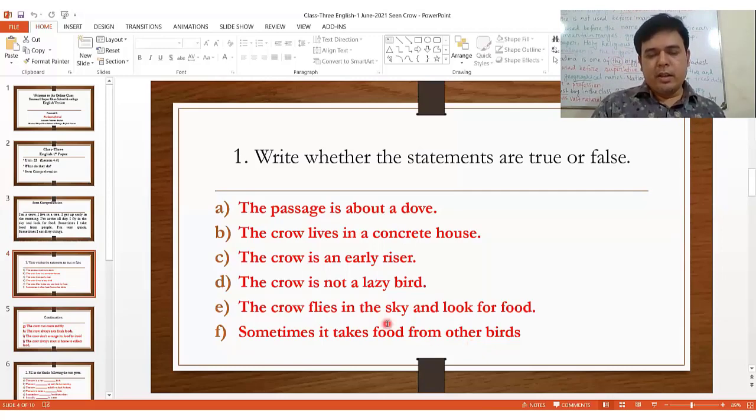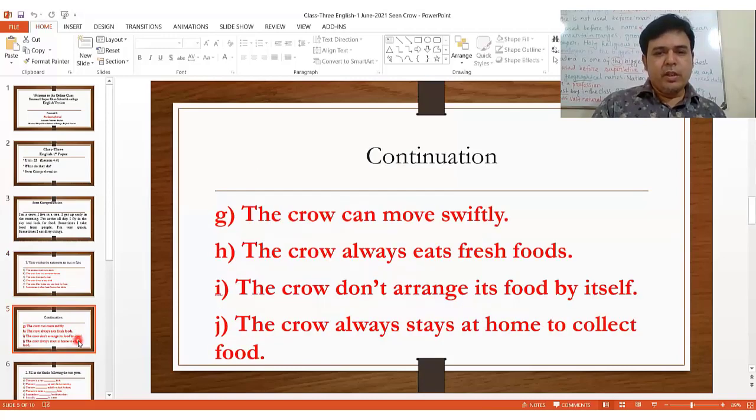So we get here 6 true and false, and there may be more in the examination, different kinds of. So now we will go to the next one, and wow, there are some more for you, and that is G.